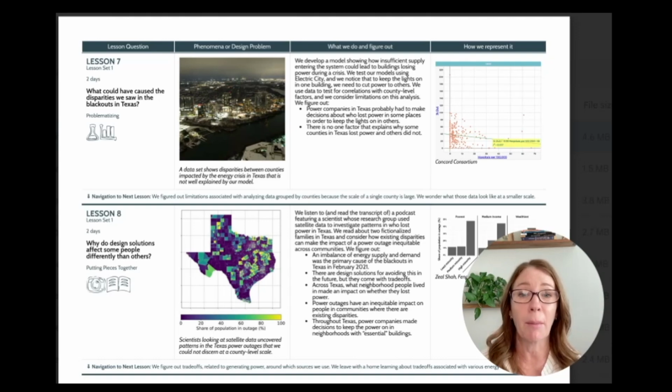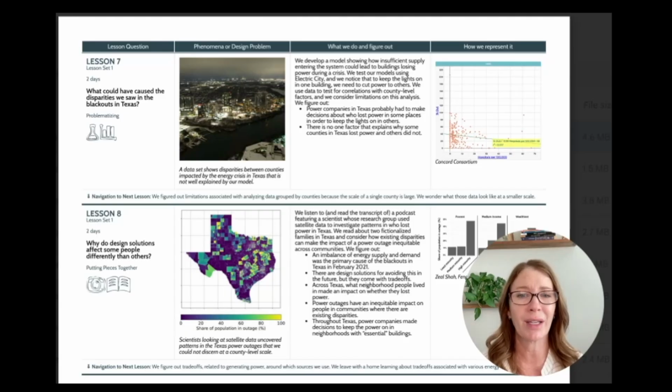We make some models and we figure out that when there's not enough energy supplied, the buildings will not all turn on, or if we go back to that electric city, all three destinations will not turn the lights on. But if you cut off the pathway to two of the buildings, one of the buildings will have the lights on. So we need to move all of that electricity to one destination to keep the lights on there.